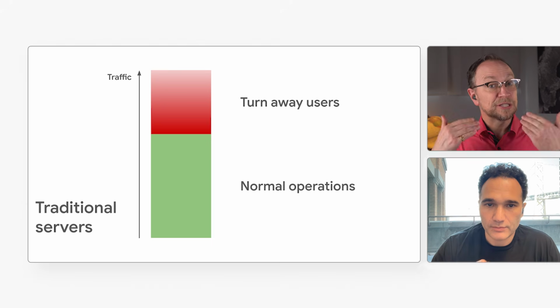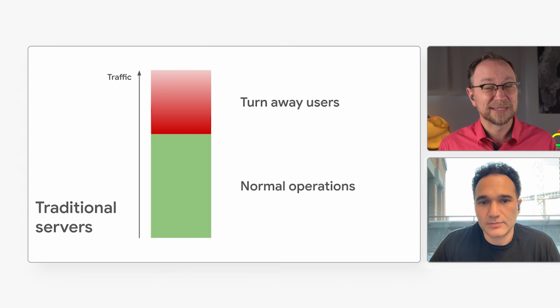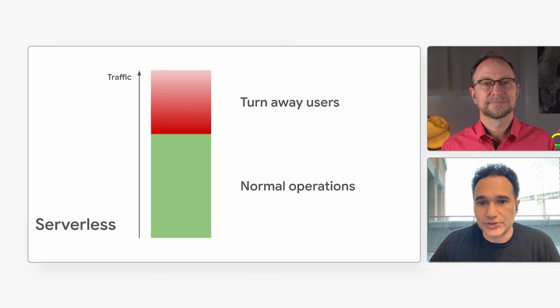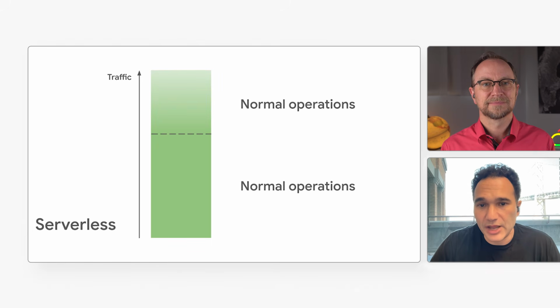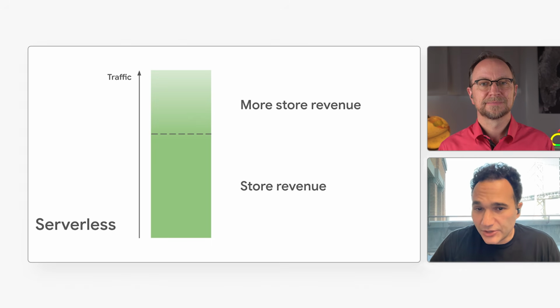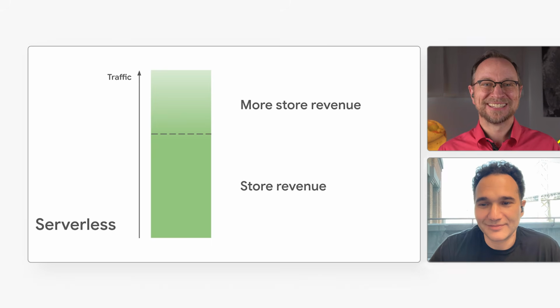Got it. But serverless is a different story, right? Yes. With serverless computing, like Cloud Run, you can choose what should happen when traffic increases. You can turn away users, like a traditional server-based system, or you can scale up and handle the extra traffic. In what situations would I want to scale up? Well, let's say you're running an online store. Then you don't want to turn customers away. Right, I won't say no to more revenue.